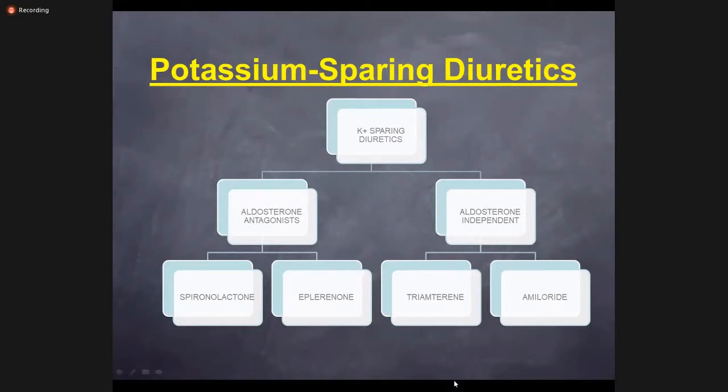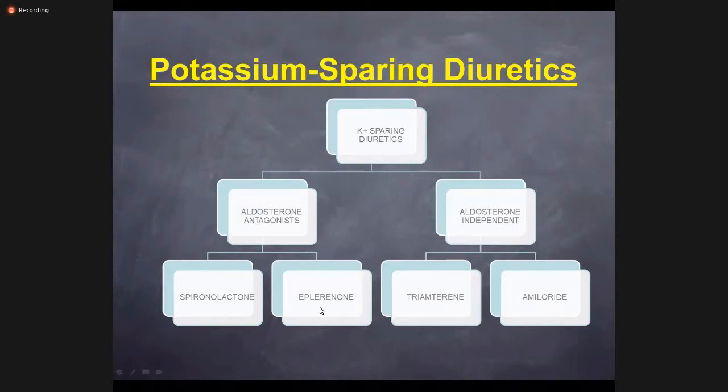So, aldosterone antagonist. Now back to the potassium sparing diuretic: aldosterone antagonist and aldosterone independent. For the aldosterone antagonist, a very important example is spironolactone, right? And this is one of the drugs commonly asked in the exam. And the second one is eplerenone. So at least you must remember these two names. What are these drugs? These are potassium sparing diuretics.